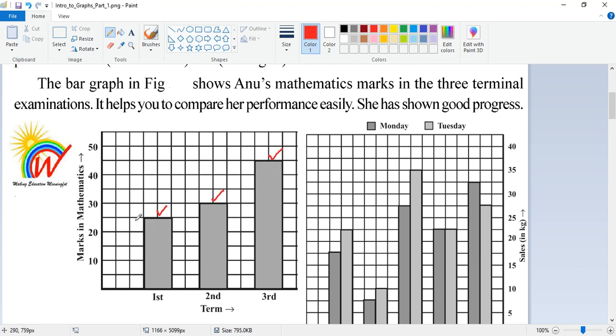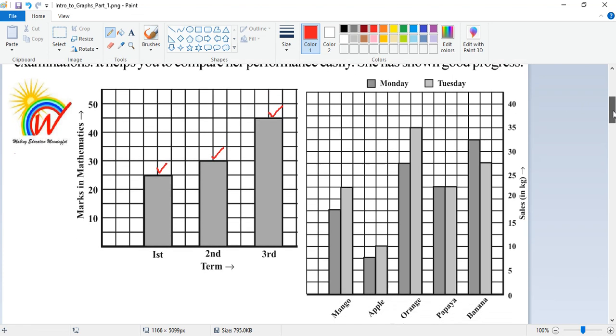Earlier she got just 25 marks in the first term, in the second term she got 30, and then in the third term she got 45. So it has improved, a good progress, right? Now look at the second graph. It's talking about Monday and Tuesday. If you look at this, they have given Monday, Tuesday.